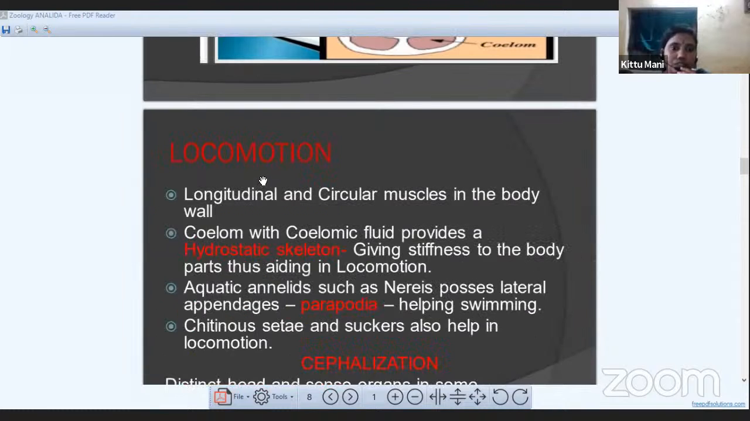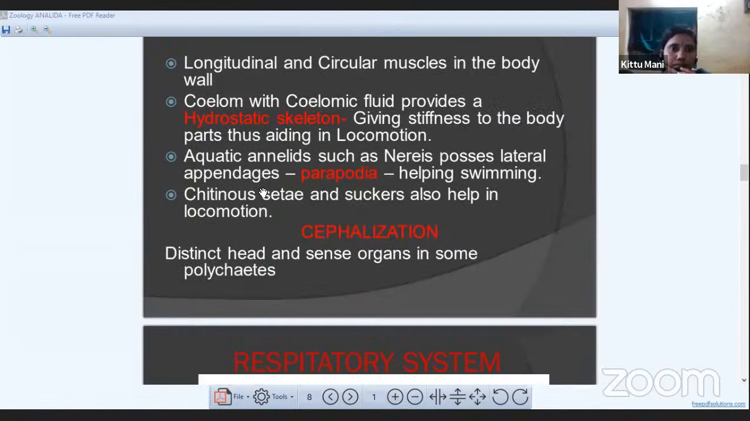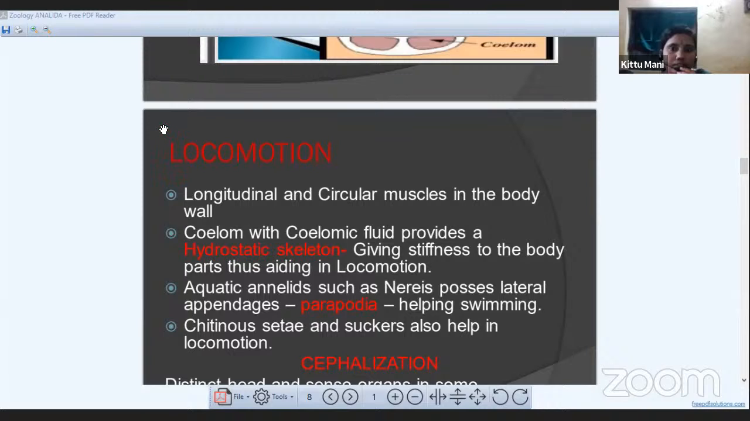And then next, what about locomotion? Okay, students, locomotion. Locomotion means the organism travels from one place to another place. We use our legs to travel from one place to another place. But what about annelids? Here annelidal locomotion is also important. Here we have longitudinal and circular muscles in the body wall. Which types of muscles do we observe? Longitudinal and circular muscles we observe.